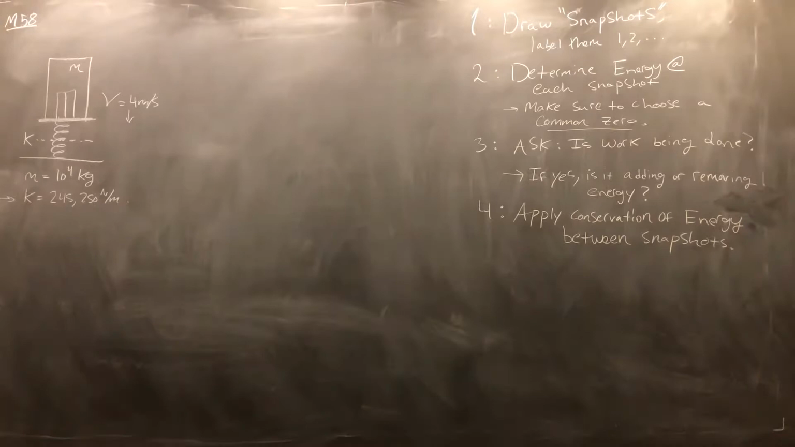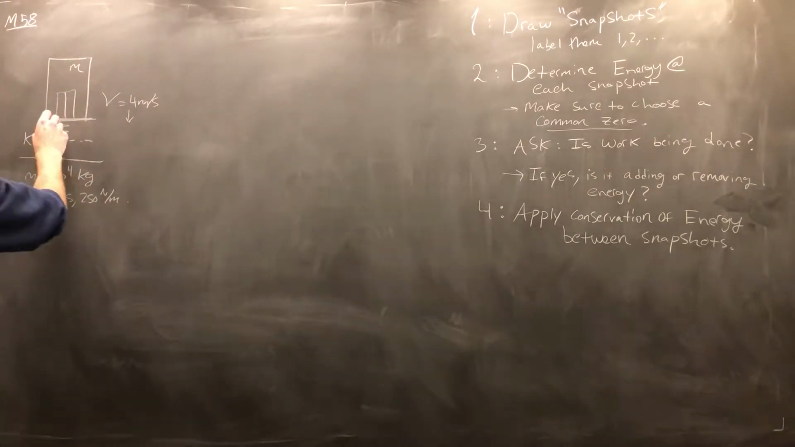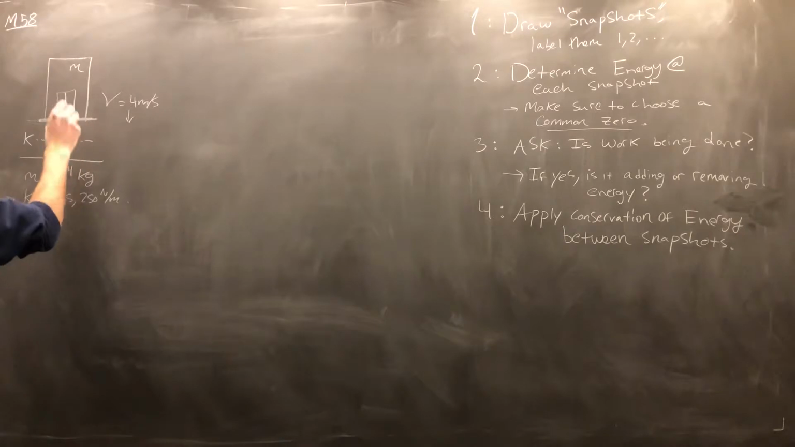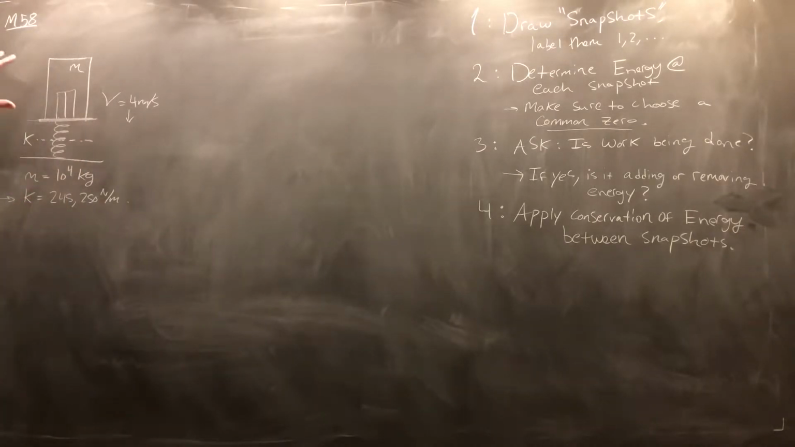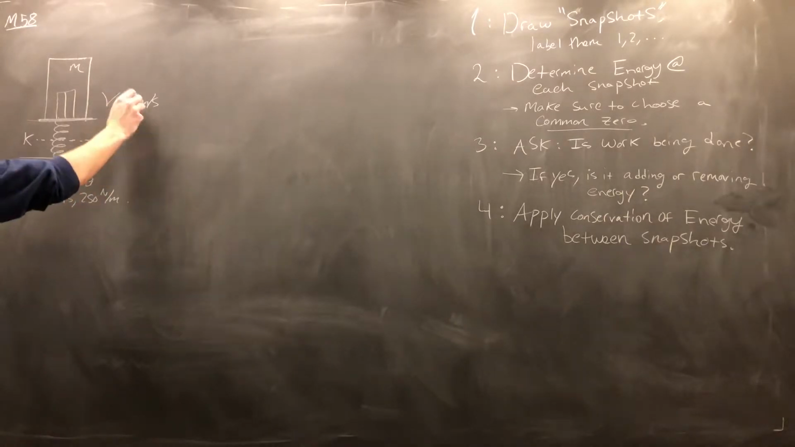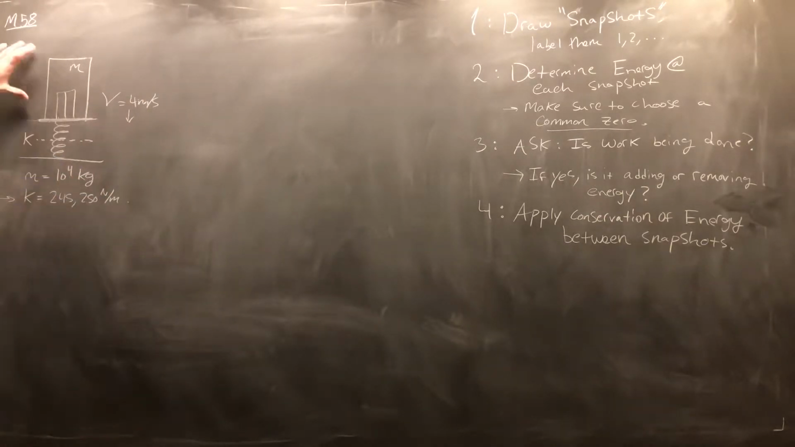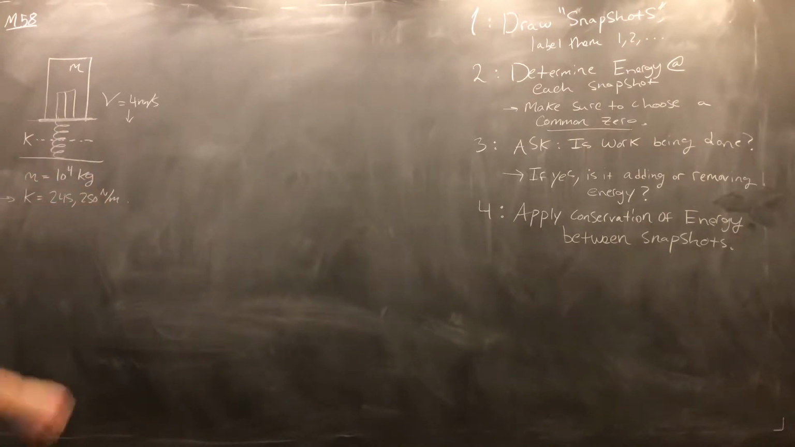Well, we consider our system at particular moments in time. For example, right when the elevator is about to start compressing the spring, just as it's come into contact and before the spring has had any time to compress, we know what the velocity is. So we're probably going to choose that as one of our snapshots because we know information about it. The second snapshot we'll draw is when it's down here and the spring's fully compressed. So that's what I mean by drawing snapshots.